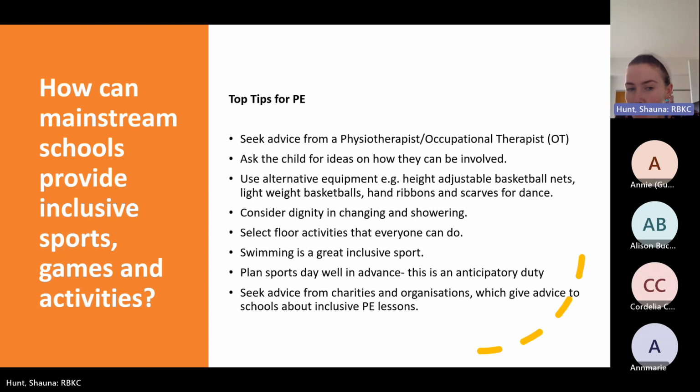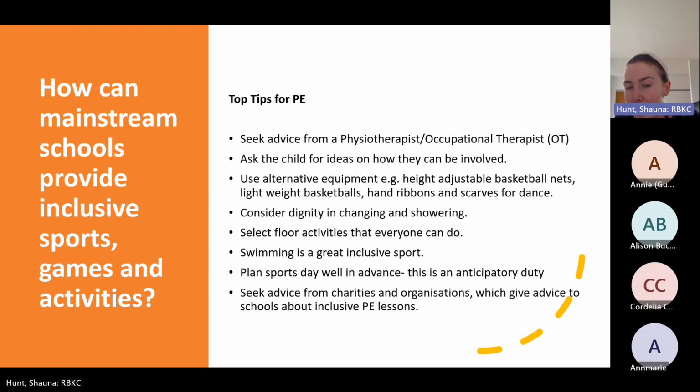But just some additional tips as well. Obviously, like I said, you can seek advice from the physio or OT. You can ask the child for ideas on how they can be involved as well. Sometimes the children get a little bit self-conscious, and they don't actually want to be involved. But we should try and encourage this as much as we can, because they are being left out a little bit. So we should really try and adapt the lessons if we can. And we can use alternative equipment, so maybe height adjustable basketball nets, lightweight basketballs, hand ribbons and scarves and things like that for dance. You should consider the dignity in changing and showering as well.